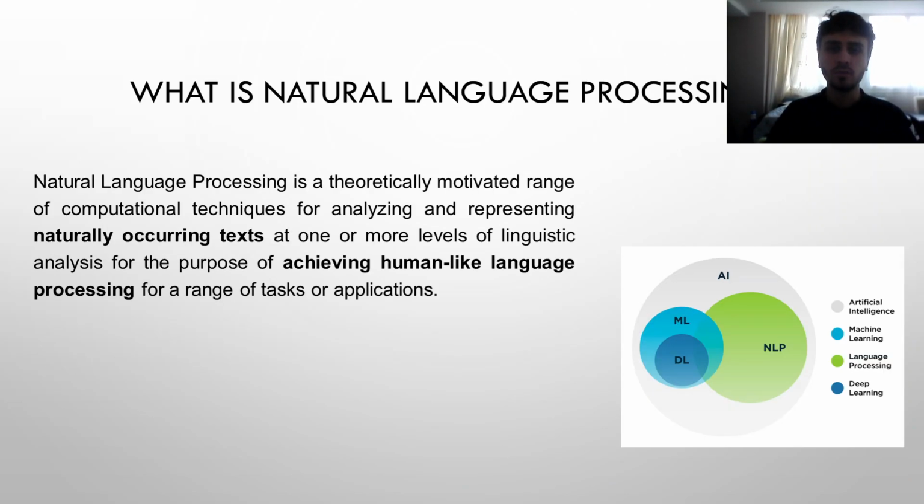So what is natural language processing? Natural language processing has to be on naturally occurring texts. So, what are natural languages? Turkish, English, French, these are natural languages. And what are not natural languages are programming languages. And it must be on texts.